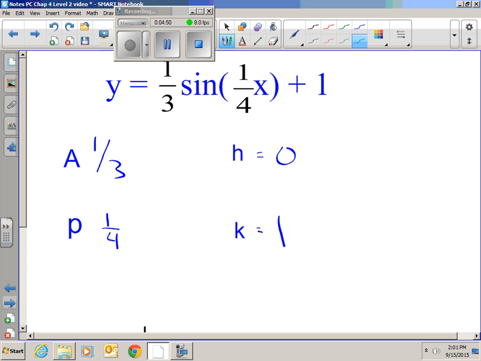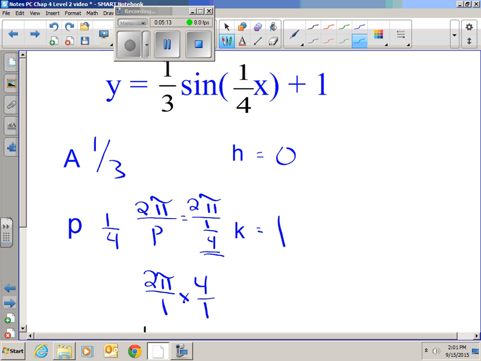Looking at my period now, I'm going to use the formula 2 pi over p is equal to my period. So I have really 2 pi divided by 1/4. I have a little poem. When dividing fractions, don't ask why. Flip the bottom one over and multiply. So I can take 2 pi over 1 times 4 over 1, the reciprocal of 1/4. And notice now that my period is 8 pi.